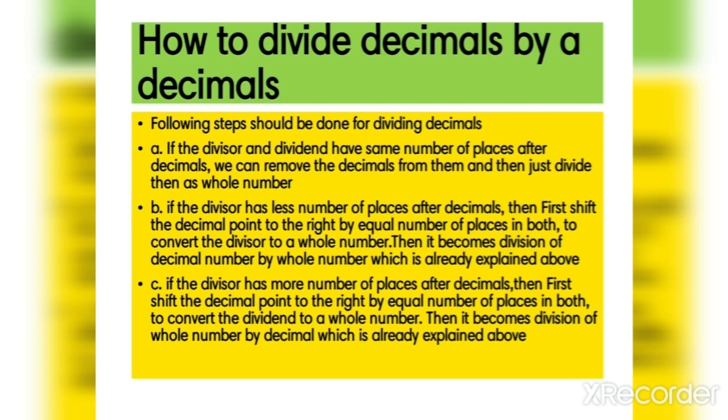If the divisor has more places after the decimal, then first shift the decimal point to the right by an equal number of places in both to convert the dividend to a whole number. Then it becomes division of a whole number by a decimal, which is already explained above.